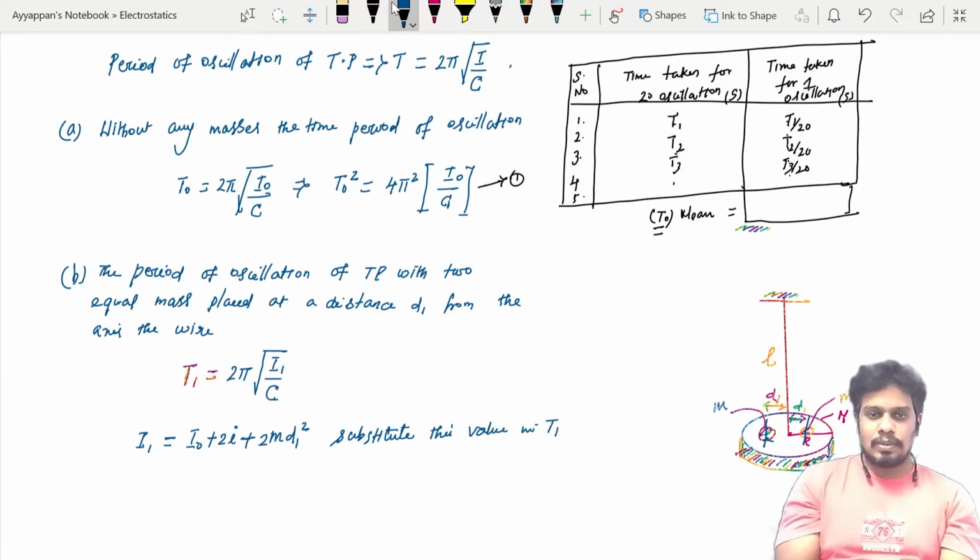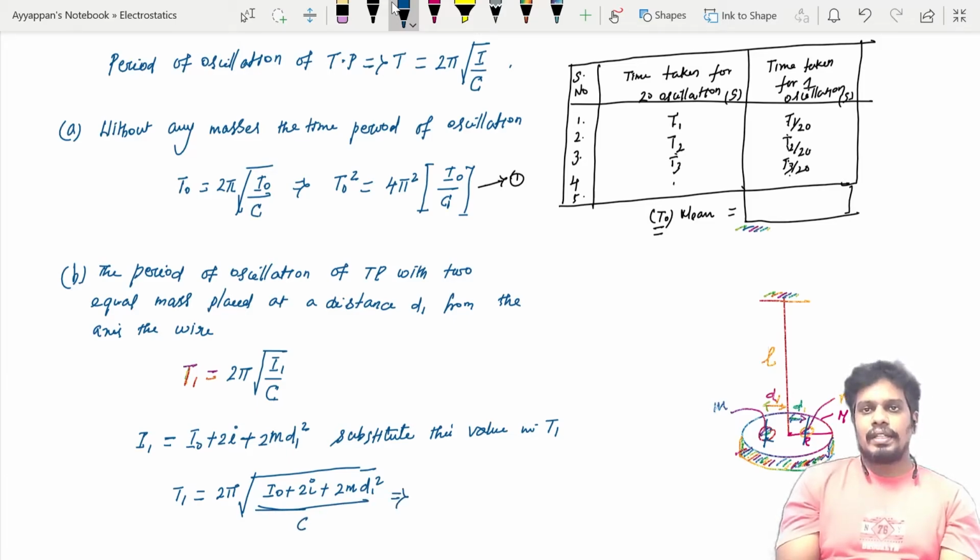Substituting this value in T1, T1 will be equal to 2 pi square root of, you just have to extend the length. The numerator I1 will be I naught plus 2 times the moment of inertia of the individual object, according to the parallel axis theorem, 2m d1 square, divided by the couple per unit twist, C.